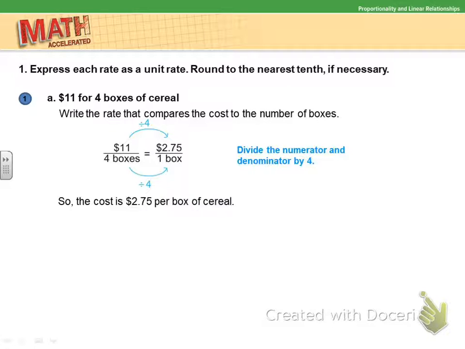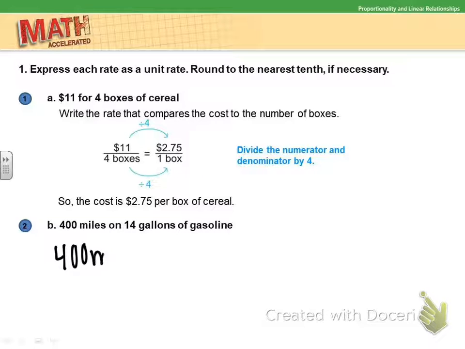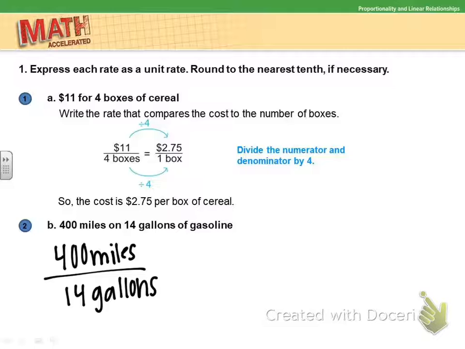Okay. All right, so now the next one, we have 400 miles on 14 gallons of gasoline. It gives me the rate. If I can go 400 miles on 14 gallons of gasoline, then it wants us to find the unit rate, which will tell how many miles we're going on 1 gallon of gasoline, right? So I've got to divide 400 by 14, right?